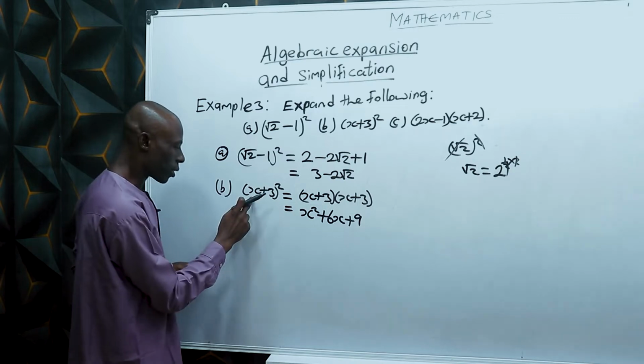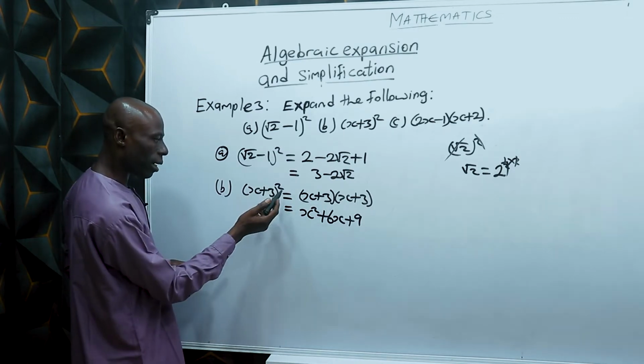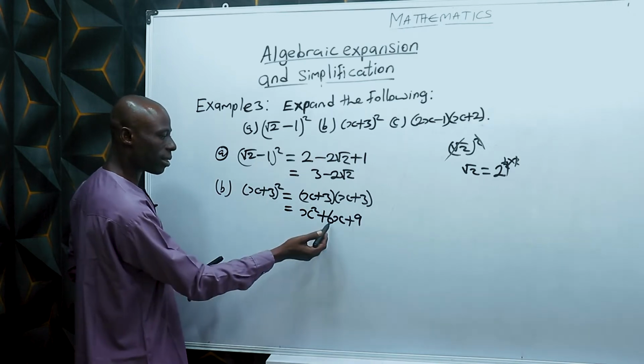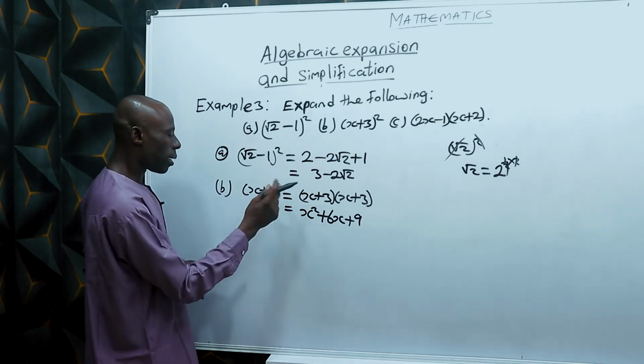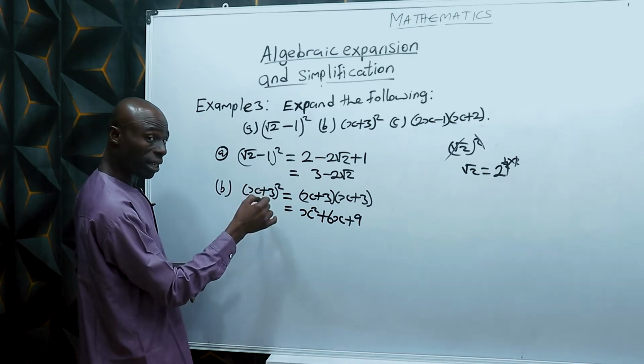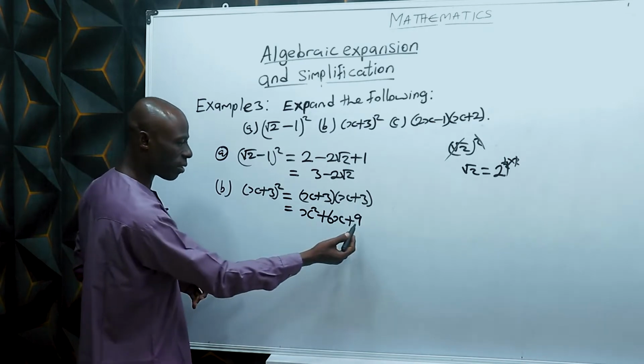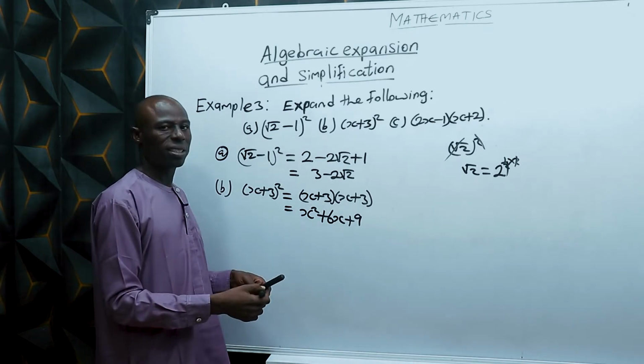Let's see. Square the first thing in the bracket, you get x squared. Multiply everything you can see together. That is 2 times 3 times x, that's 6x. Square the last thing in the bracket. The last thing in the bracket here is 3, that is inside the bracket. So the last thing is positive 3. Square it, it is positive 9. That is it. So mathematics is easy to deal with.